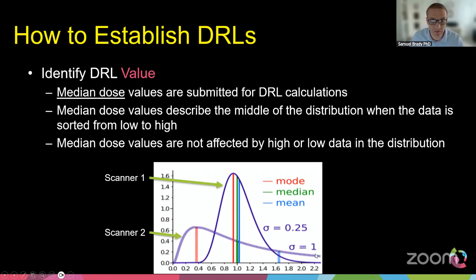But the median value is calculated by taking all of the doses and putting them in order from lowest to highest and picking the one in the middle. And you can see here, of these two pretend distributions, the green median value from scanner 2 and scanner 1 are identical. Medians are not affected by extreme values in your distribution. So if you have very low dose values and very high dose values, they don't skew or shift that value. And that is why we use the median dose value when we are calculating DRLs.